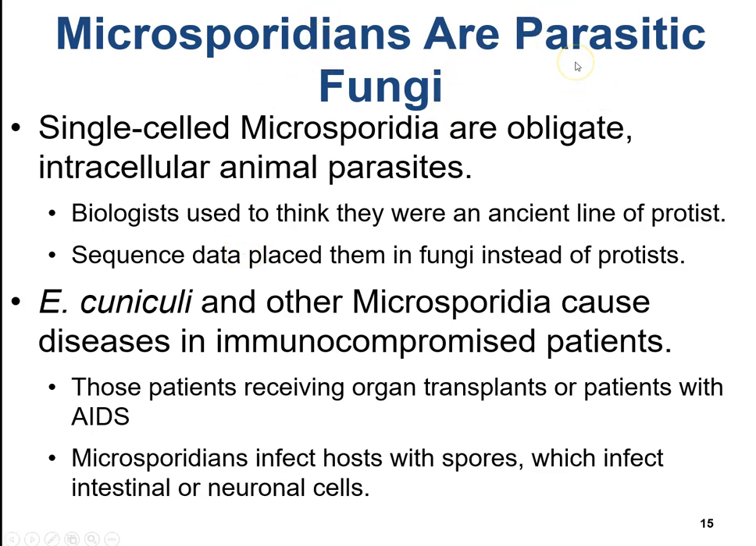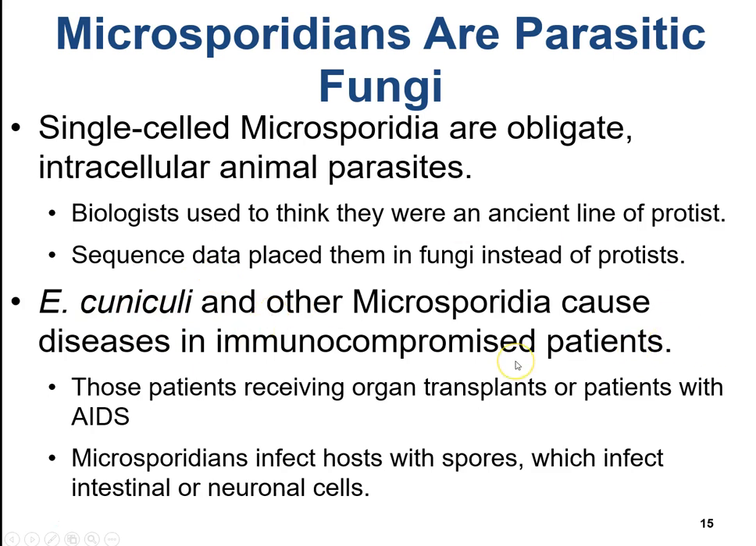So for the microsporidians, we'll talk about them a little bit. Like I said, they were recently moved into this group, and they're basically parasitic fungi that cause disease. They're obligate intracellular animal parasites. Obligate meaning this is what they have to do, they have to get inside an animal cell to be able to survive. It says here that we used to think they were an ancient line of protists, but they've been recently moved into the fungi group. Here's an example of one particular species, E. cuniculi.